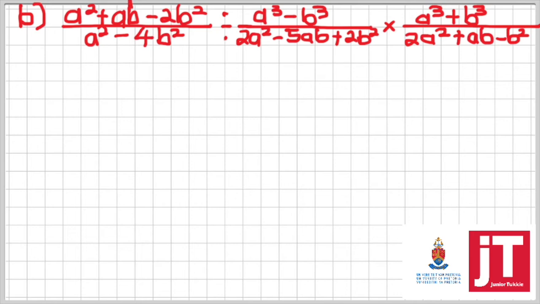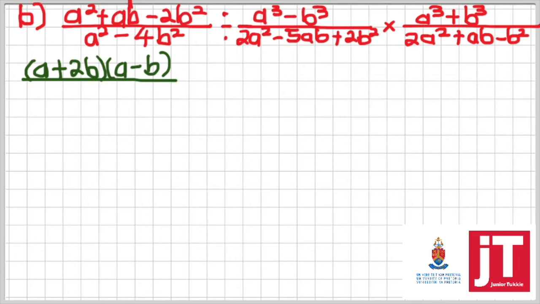We move on to the last question. In the first fraction, as I'm moving from left to right, if I factorize that correctly, and I'm only focusing on the first fraction, that will lead to (a plus 2b) multiplied by (a minus b).